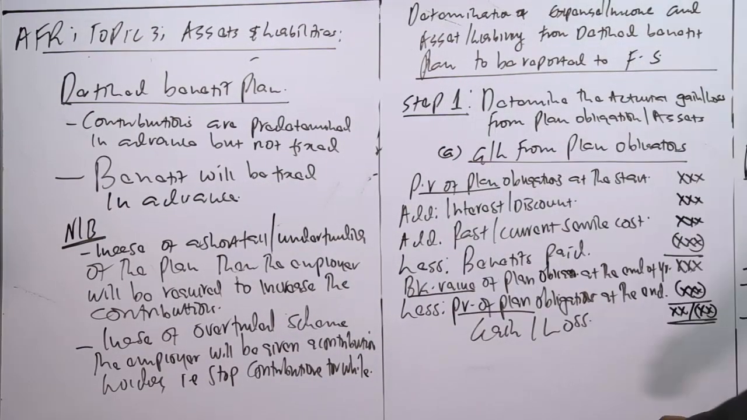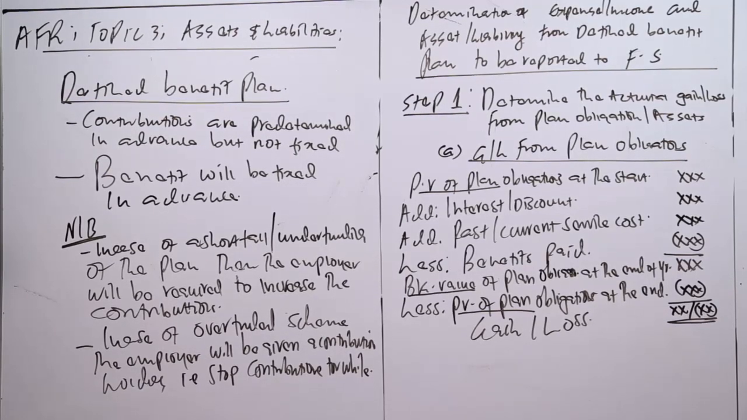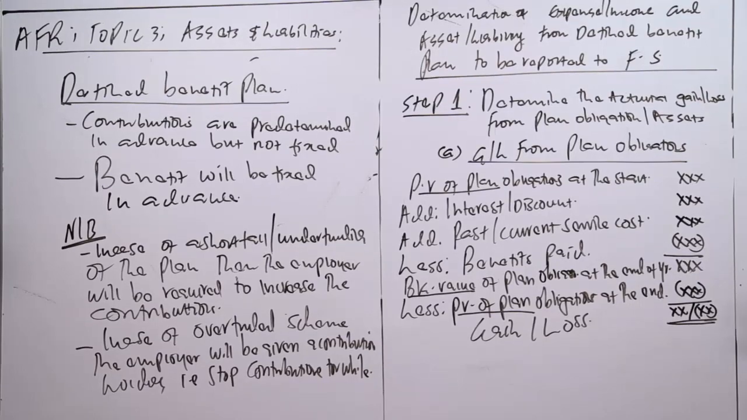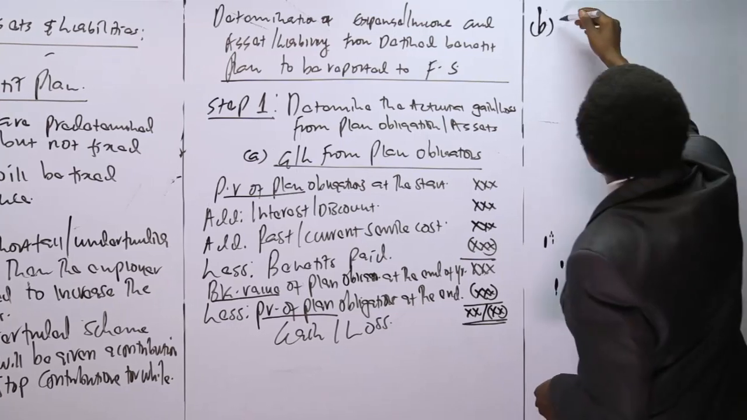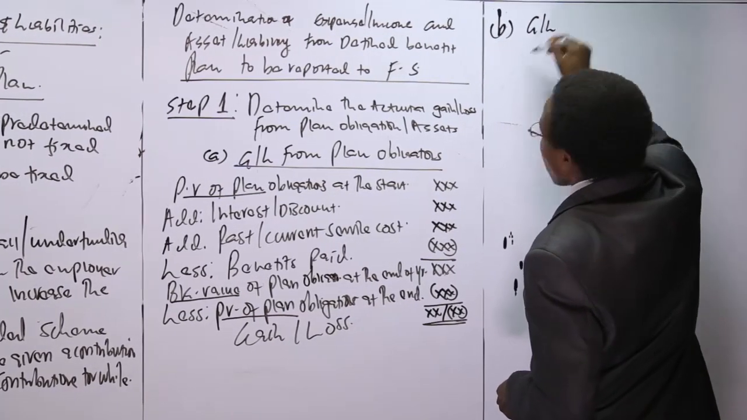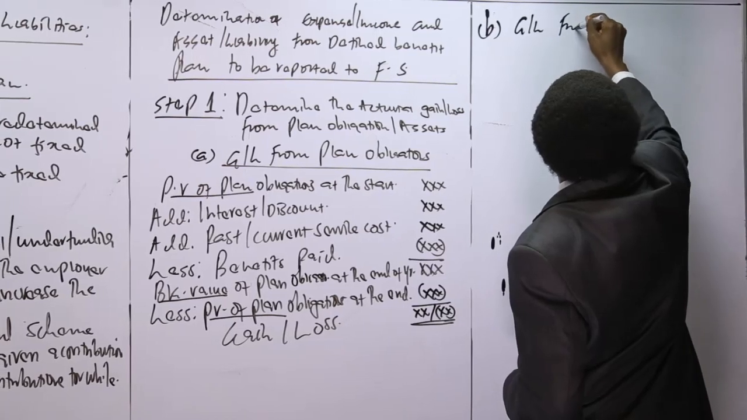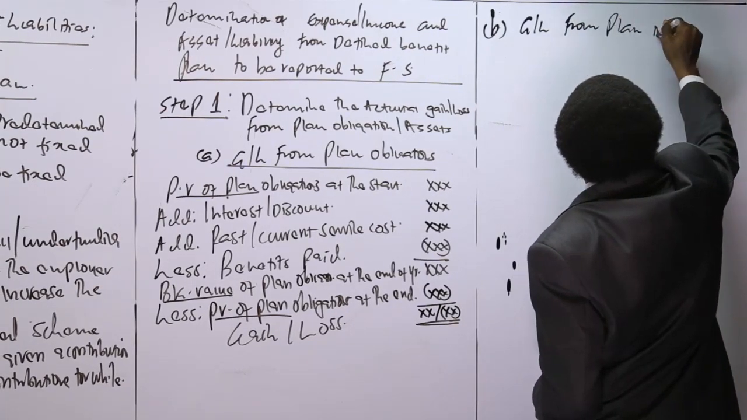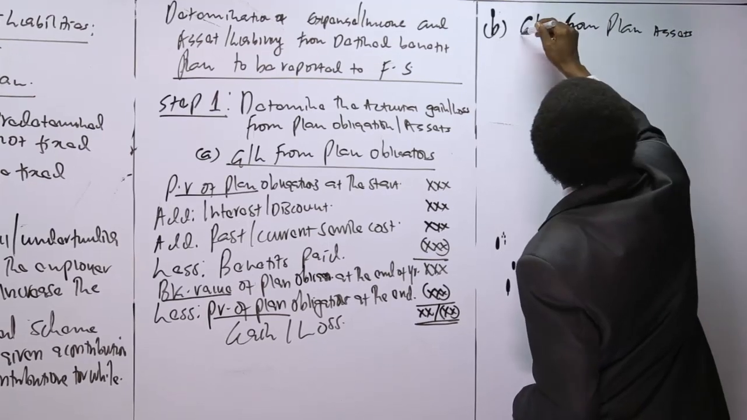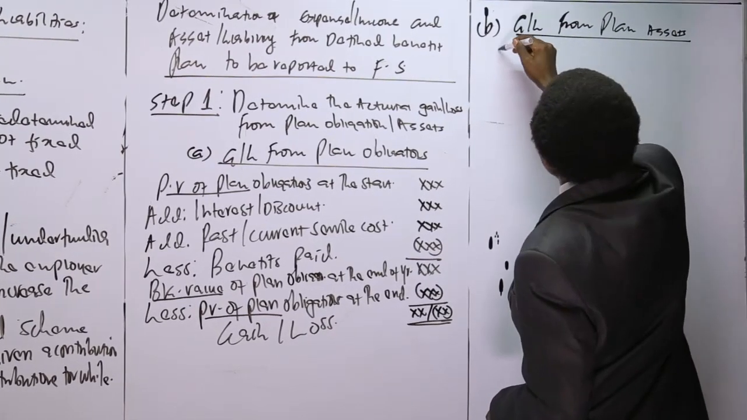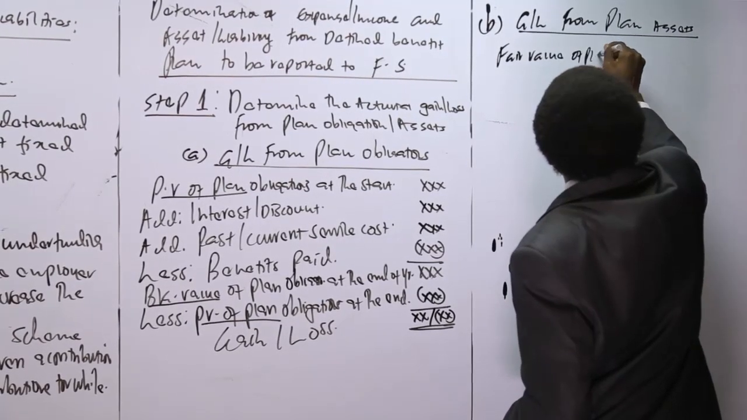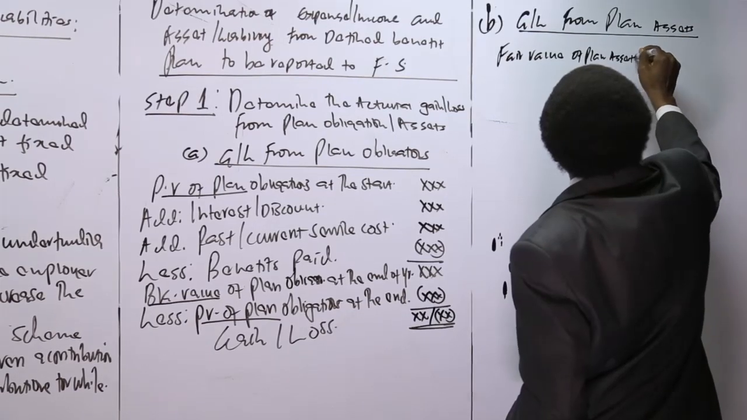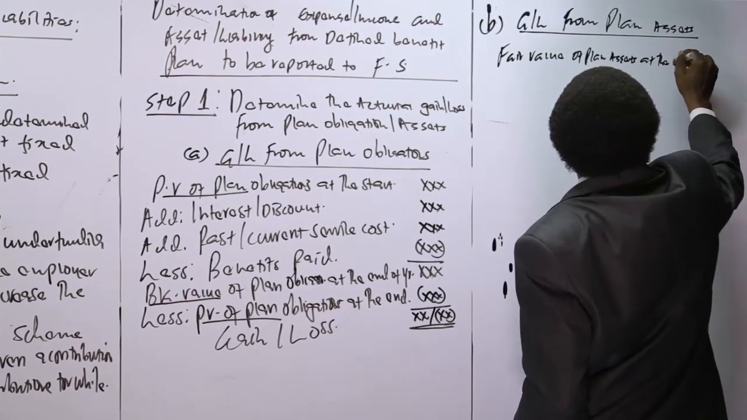So you come and now identify for an asset. How do you get the actual gain from plan assets? So B, we look at B. B will want to get the actual gain or loss from plan assets. How do you go about this? We simply get the fair value of plan assets at the start.